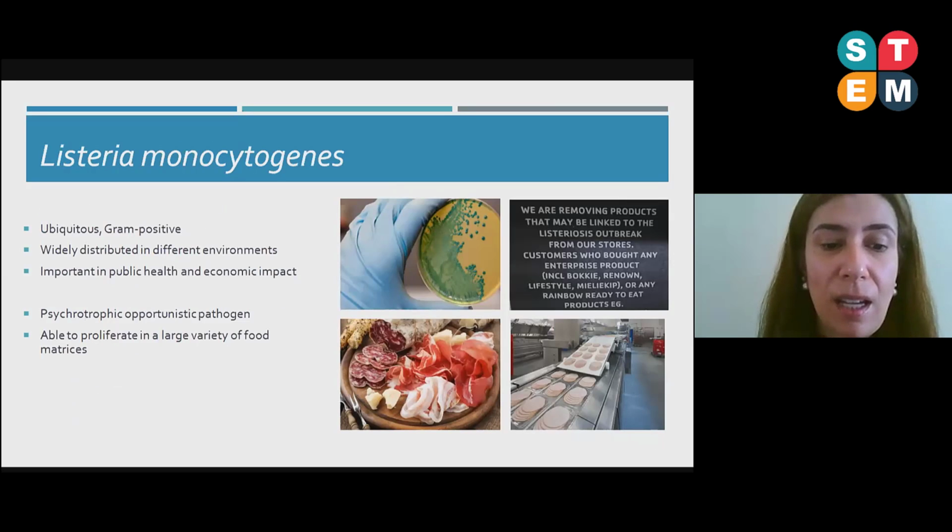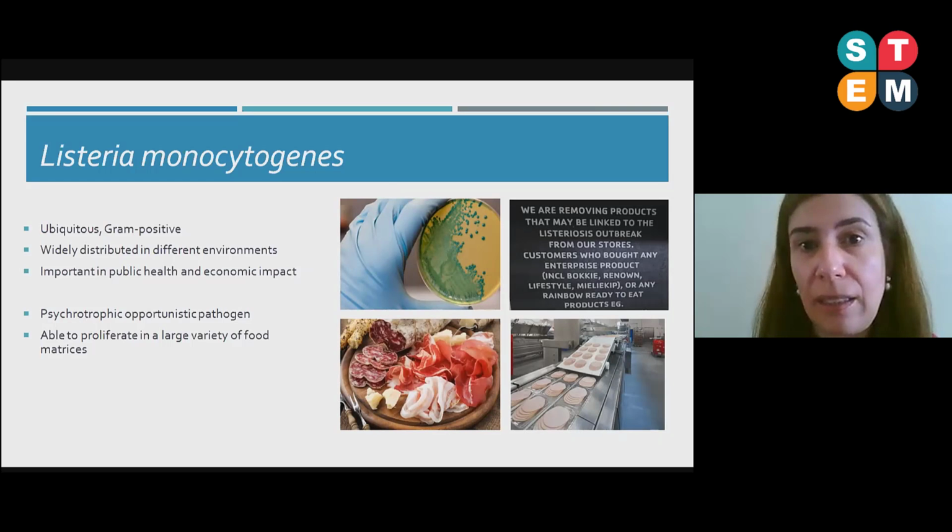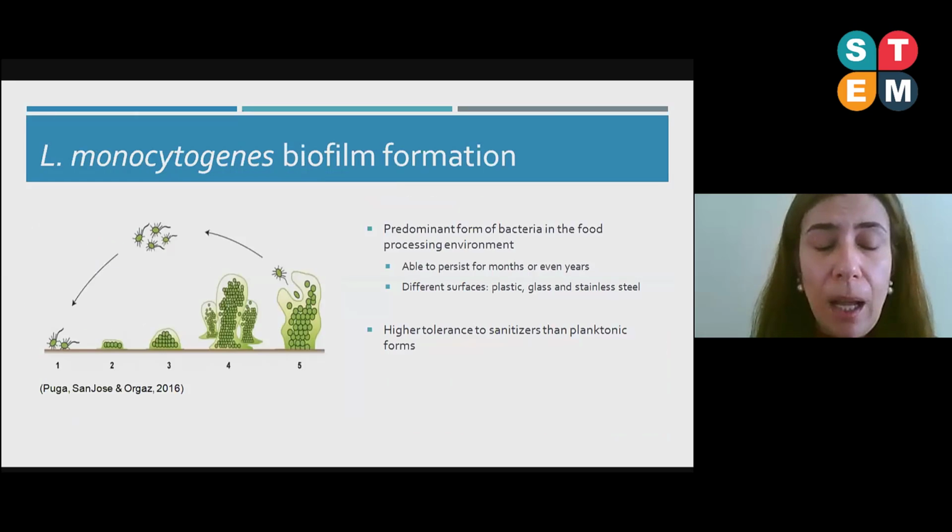Listeria monocytogenes is a very important pathogen or opportunistic pathogen, and it assumes a great importance in public health since it is a cytotropic opportunistic pathogen. It has the capacity to proliferate in a large variety of food-related environments, and also food matrices. Moreover, Listeria monocytogenes is able to produce biofilms, which is the predominant form of bacteria in the environment. Biofilms are associated with serious hygiene problems because they exhibit a higher resistance to sanitizers than the planktonic forms of the bacteria.